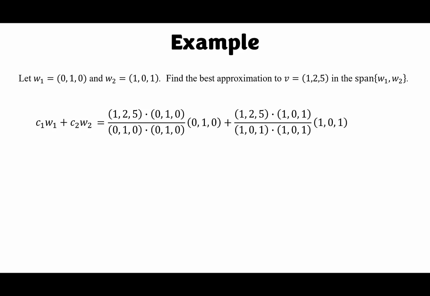Actually performing those dot products, the first ratio is 2 over 1, the second ratio is 6 over 2. So you can scale and add to get the vector 3, 2, 3. 3, 2, 3 is a linear combination of w1, w2, so it's in the plane spanned by w1, w2. And that's the closest you can get to the vector v.